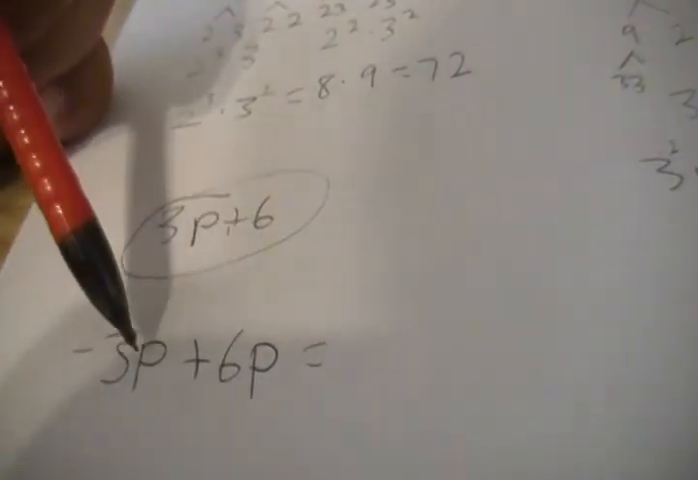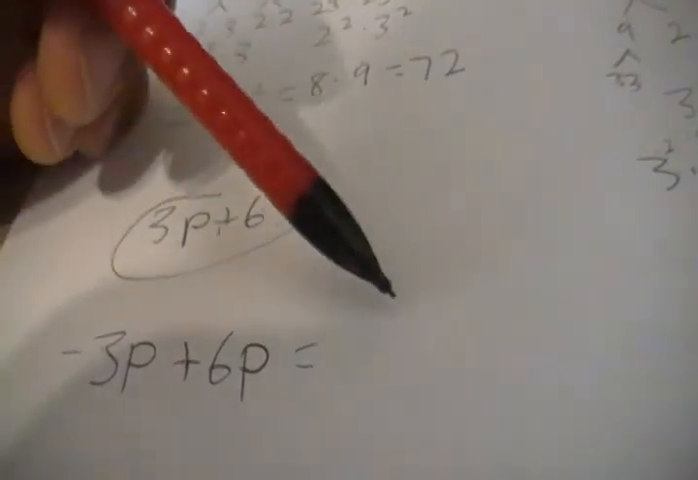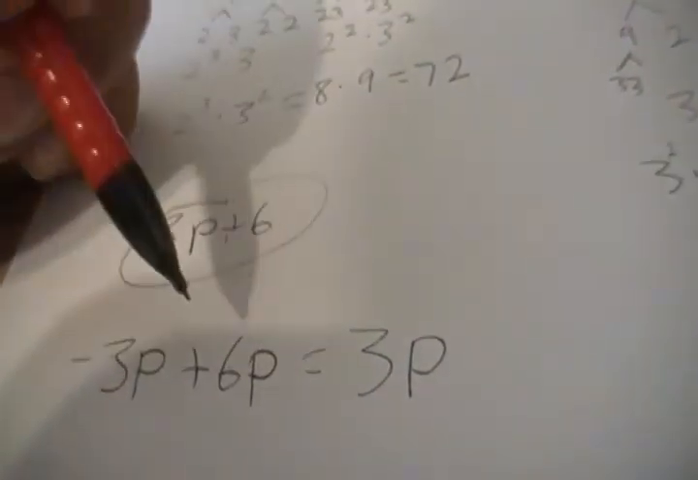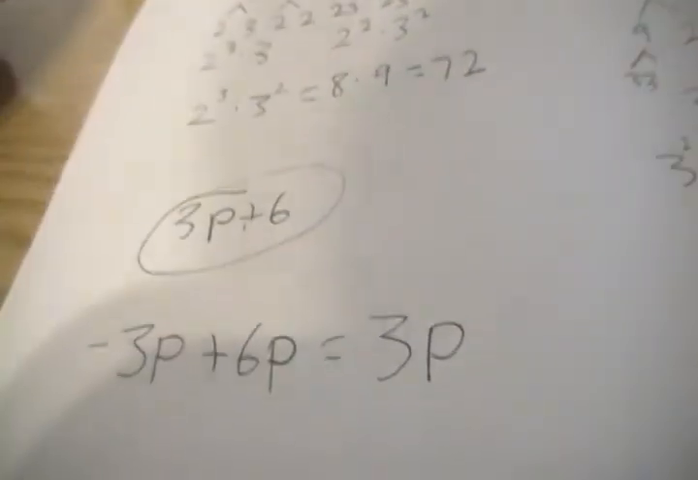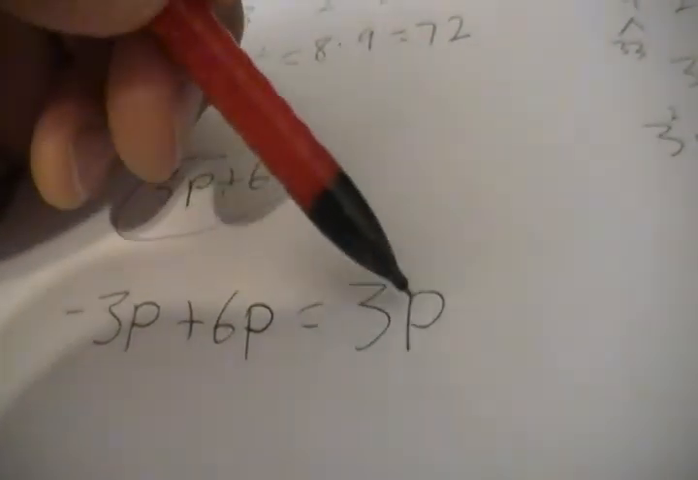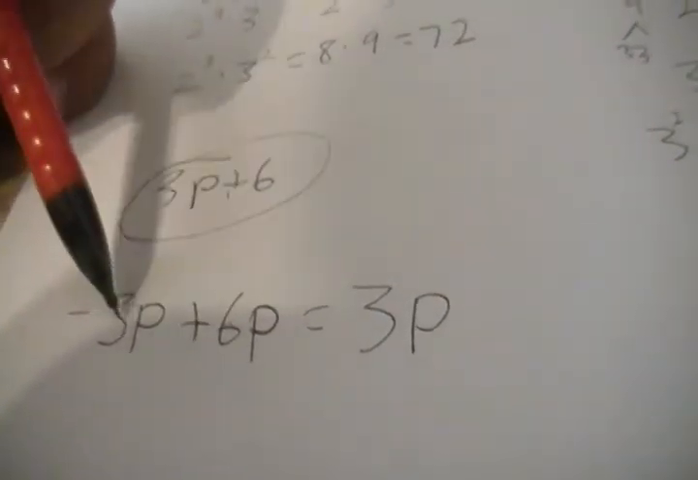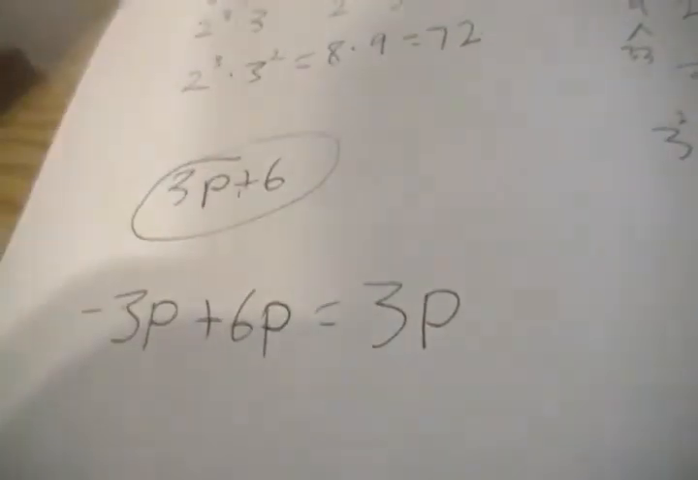Now, the way you combine these together is, if you have 3p and 6p like this, all you have to do is combine the coefficients and just add the variable after that. So we have negative 3 and 6. So this is going to be 6 minus 3. What is 6 minus 3? It's going to be 3, and then you just bring over the p. So 6p minus 3p is equal to 3p. You don't do anything with the variable, you just write it after the coefficient. The only thing you're really combining is the coefficients, and you just bring over the variable.